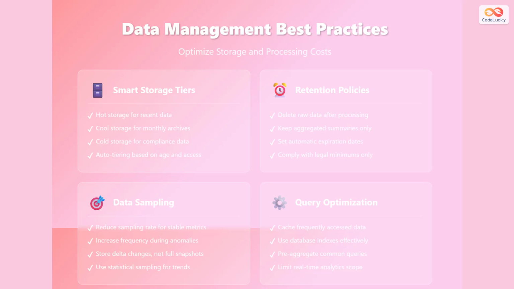Data sampling reduces costs by lowering sampling rates for stable metrics while increasing frequency during anomalies. Store delta changes instead of full snapshots to minimize storage. Query optimization rounds out your data management strategy. Cache frequently accessed data, use database indexes effectively, pre-aggregate common queries, and limit the scope of real-time analytics to what's truly necessary.